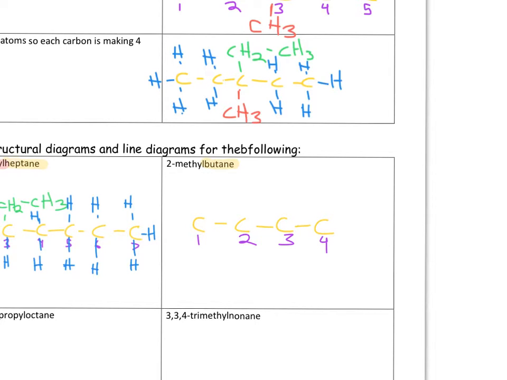This one's really easy because the only side chain we have is a methyl group on carbon number 2. So we'll draw that in, CH3, and then we'll fill all the carbons' bonding space with our hydrogens. These are pretty messy looking hydrogens, but you're going to draw yours neater.